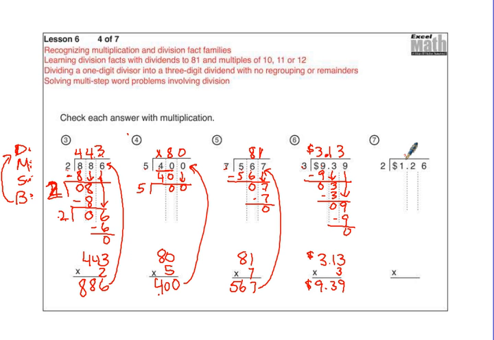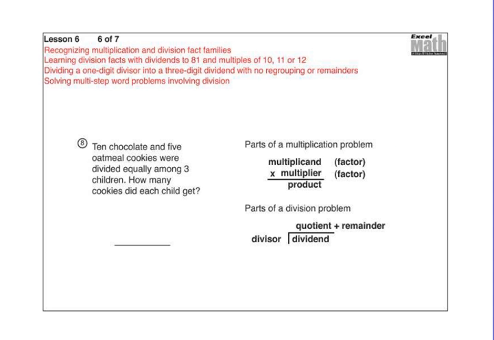2 into $1.26. Decimal point, dollar sign, don't forget those. 2 does not go into 1, but it goes into 12 6 times. 6 times 2 is 12. Subtract and get 0. Bring down the 6. 6 divided by 2 is 3. So my answer is 63 cents. Oh, we better do the multiplication there. Get 0. Check it by doing 63 cents times 2, $1.26. And there you go.